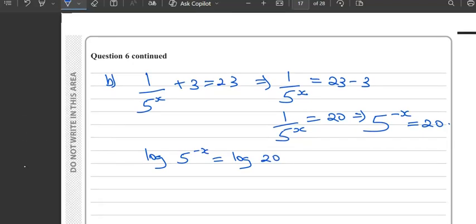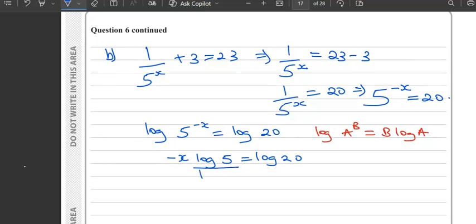And if you can recall, we know that if at all we have log of a power b, this one can also be written as b log of a. So that is what we'll have here. So this one is the same as negative x log 5 equals log of 20.